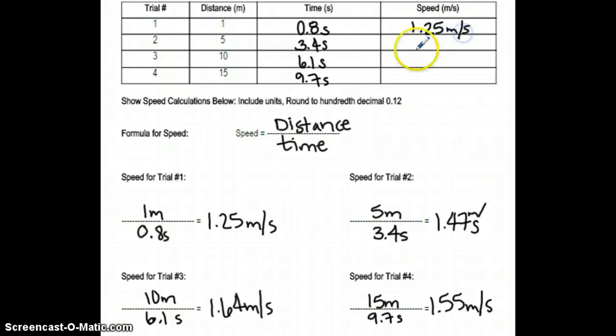Meters per second. Trial 2, 1.47 meters per second. 1.64 meters per second. And 1.55 meters per second. So we can see that my speed changed slightly for each of these trials, but considering I was only going upwards of 15 meters, it didn't vary all that much. And that is how we calculate speed.